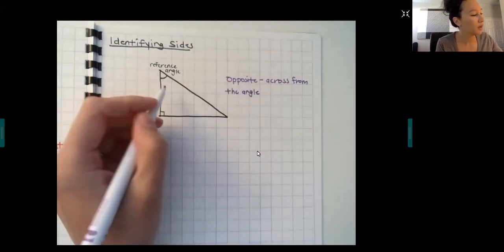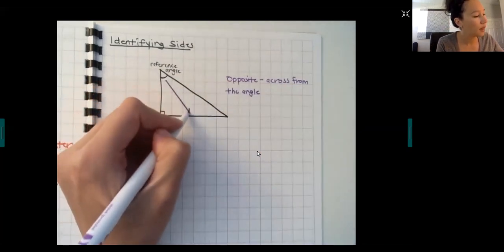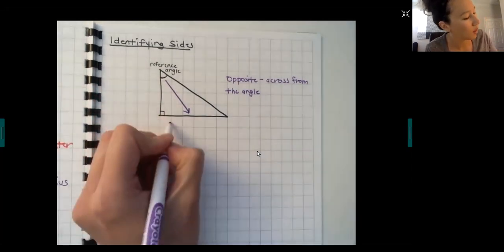So here's our reference angle. So the side across is this side. So this is our opposite side.